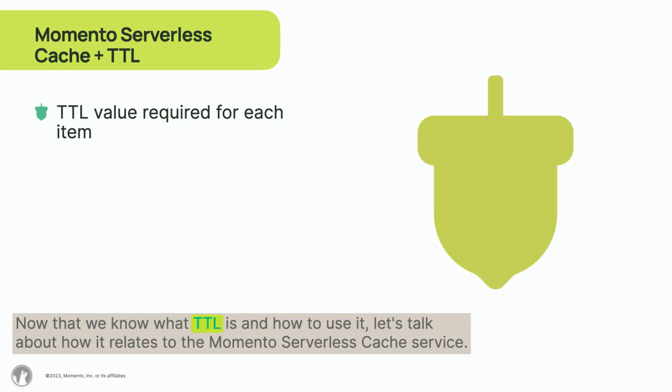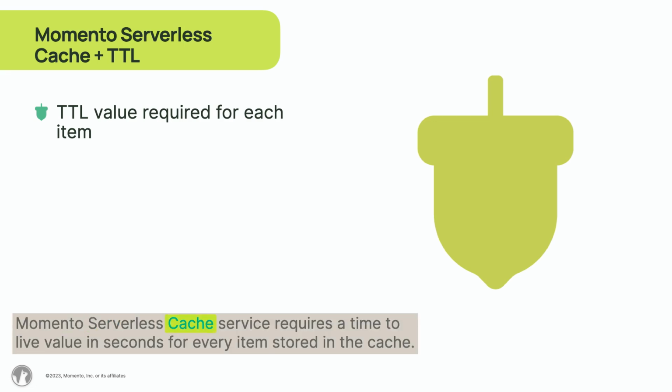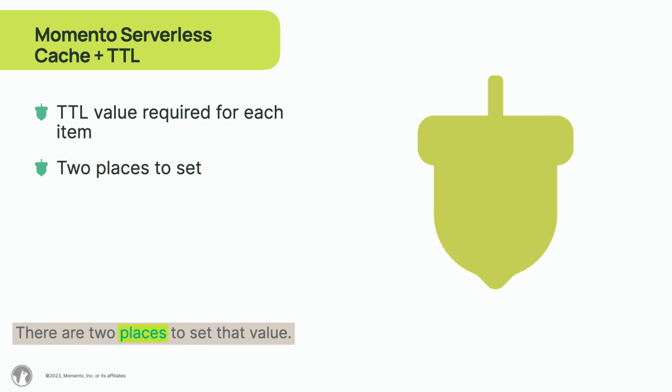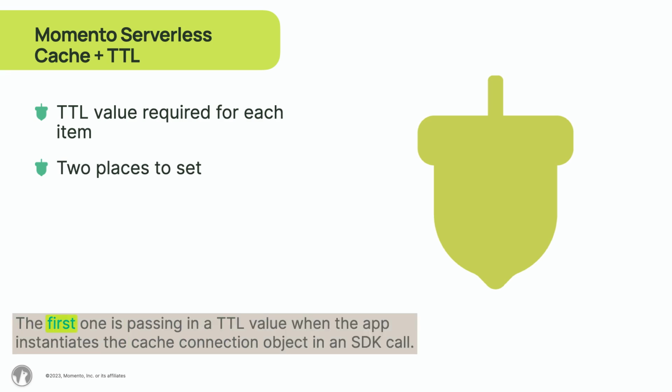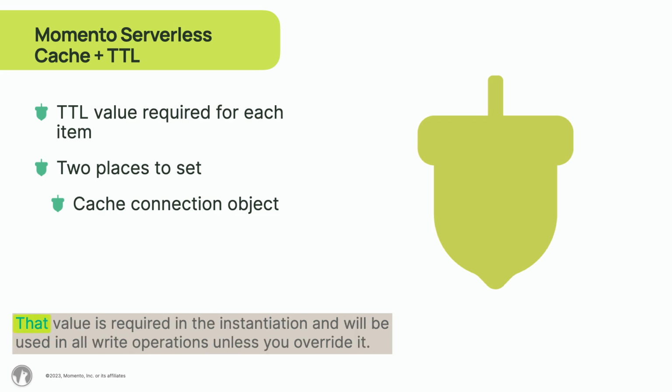Now that we know what TTL is and how to use it, let's talk about how it relates to the Momento Serverless Cache service. Momento Serverless Cache service requires a time-to-live value in seconds for every item stored in the cache. There are two places to set that value. The first one is passing in a TTL value when the app instantiates the cache connection object in an SDK call. That value is required in the instantiation and will be used in all write operations unless you override it.